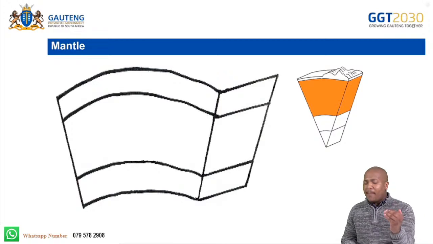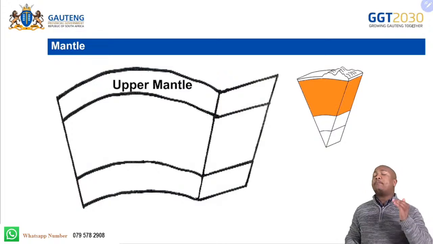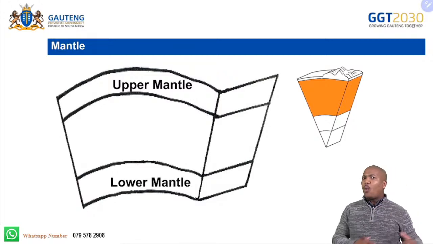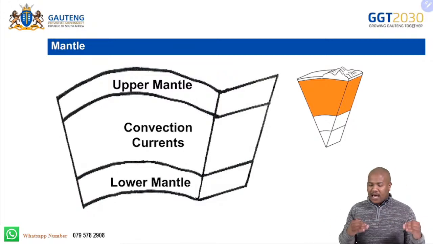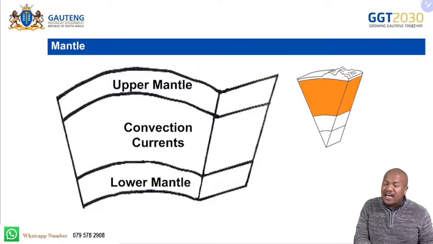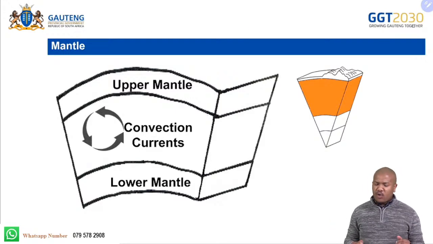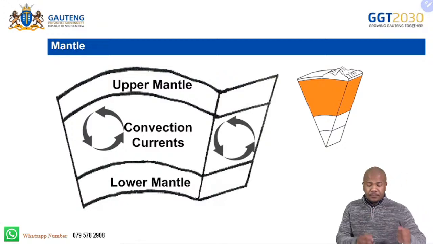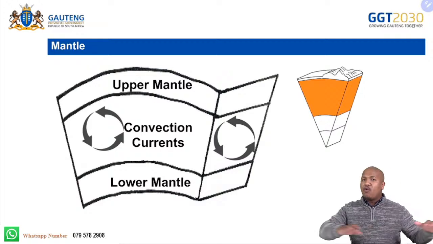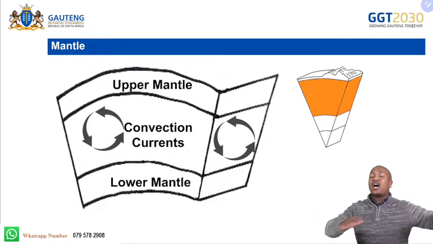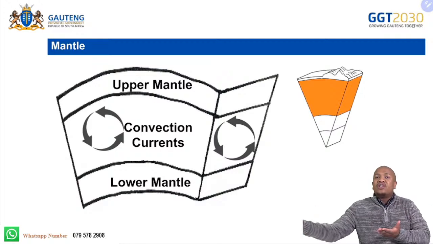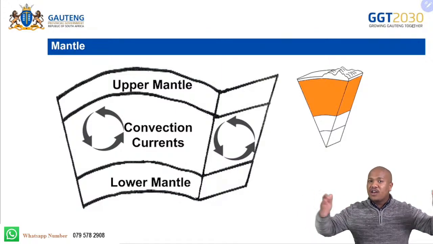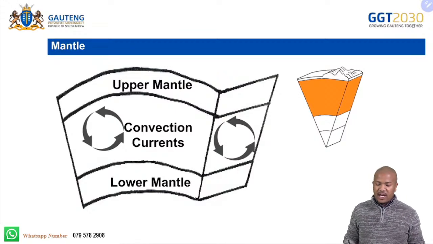But also the mantle is made up of the upper mantle and also the lower mantle. What happens in between? In between, it's where convection currents take place. Why convection currents? This movement is the one that allows the tectonic plates to move and drift apart from each other, making also the continents move away from each other and widening what? The ocean floor. Are we together?